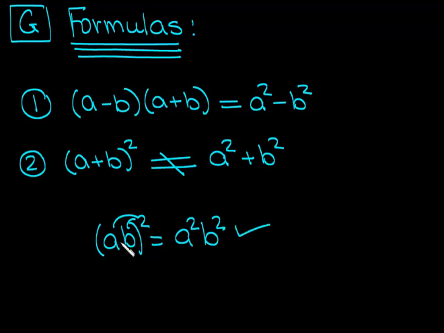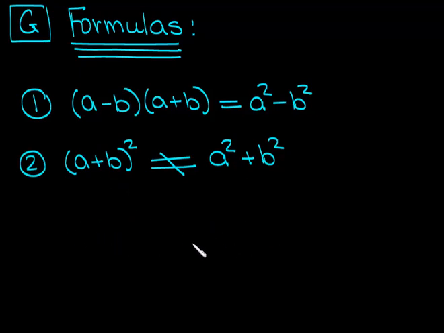That's correct because of the multiplication. But when you have addition, you cannot do that. That only applies to multiplication. So please do not abuse that. Okay, so this is not equal to that. So what is the formula for a plus b squared?